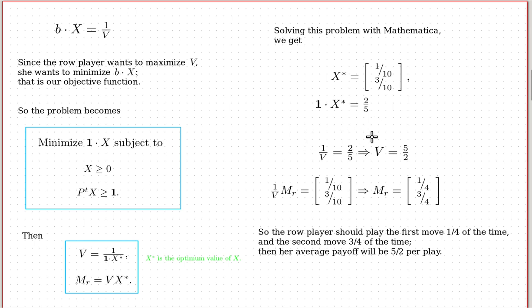And finally, the optimal strategy for the row player we get by multiplying v times x star. So if I multiply 5/2 times x star, I get 1/4 and 3/4. And by the way, it's a good idea to perform a sanity check here. If your calculation was correct, these numbers will add up to 1 because they're probabilities. So that looks good. We probably did the calculation correctly because 1/4 and 3/4 do in fact add up to 1. So the conclusion is that the best mix for the row player is to play his first move 1/4 of the time and to play the second move 3/4 of the time. And if he or she does that, her average payoff will be 5 halves per play of the game.